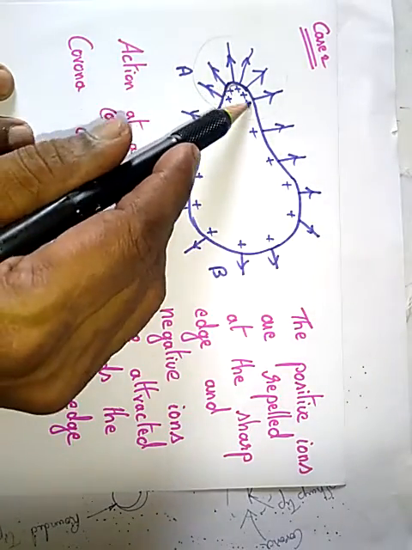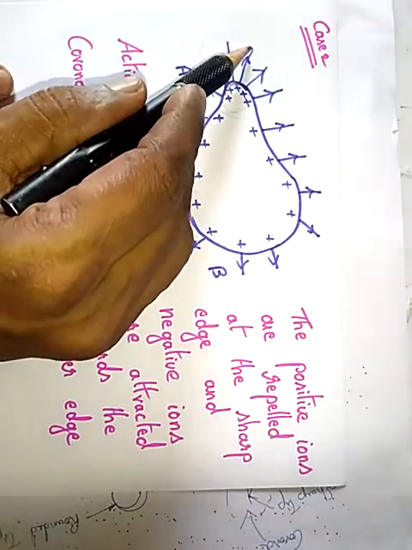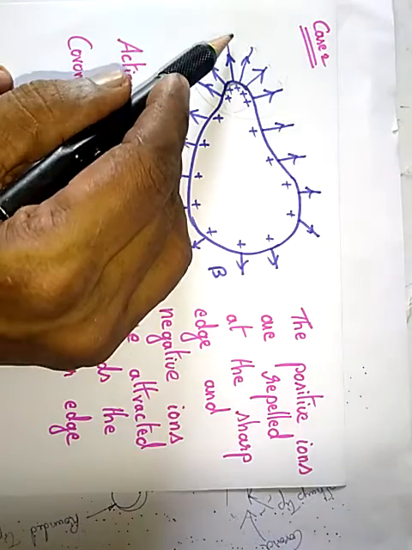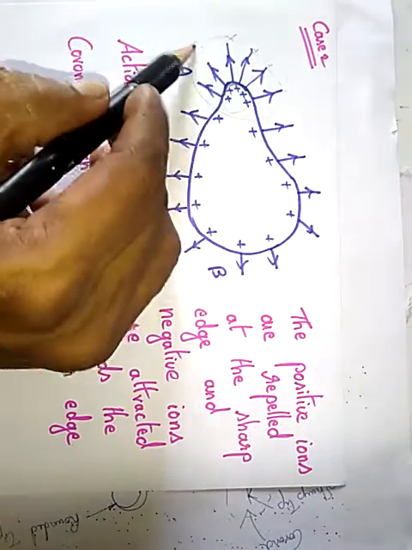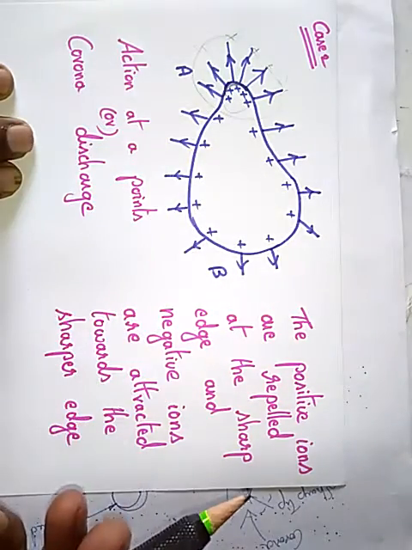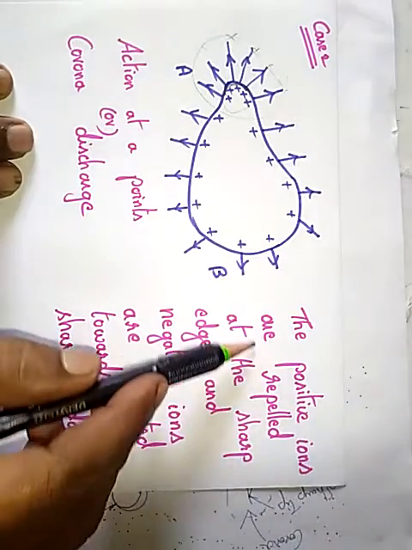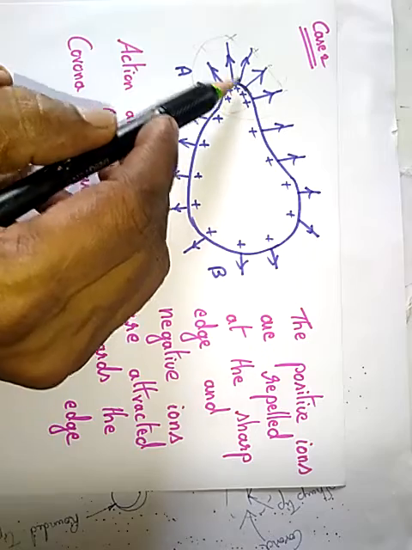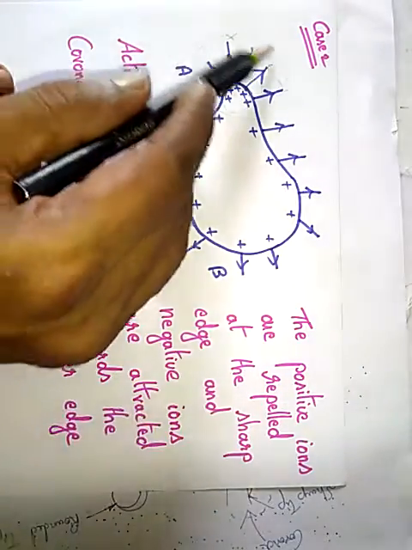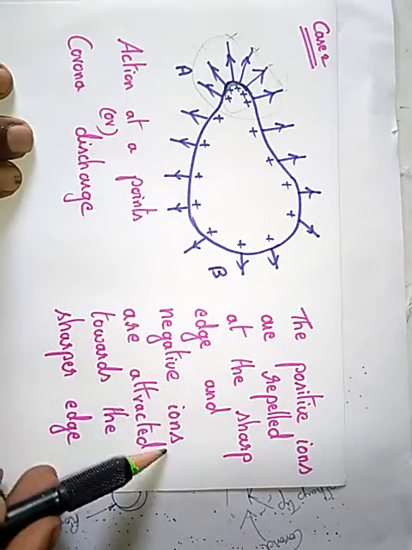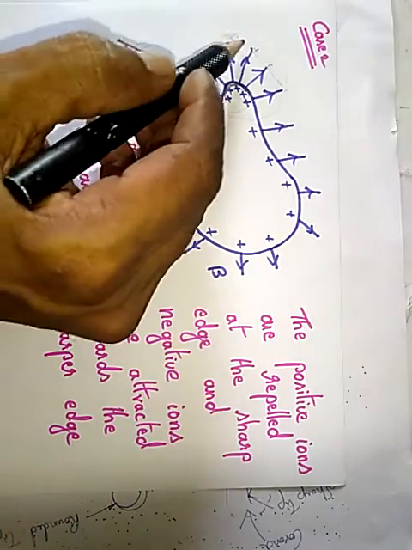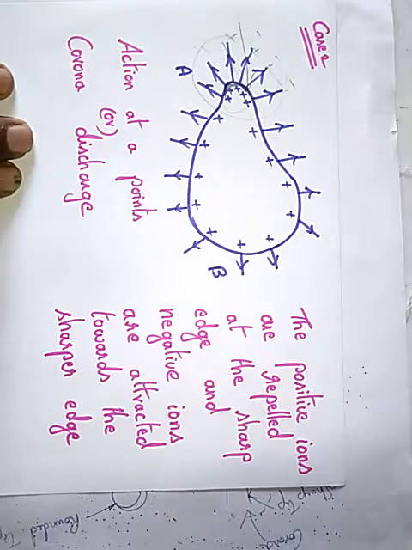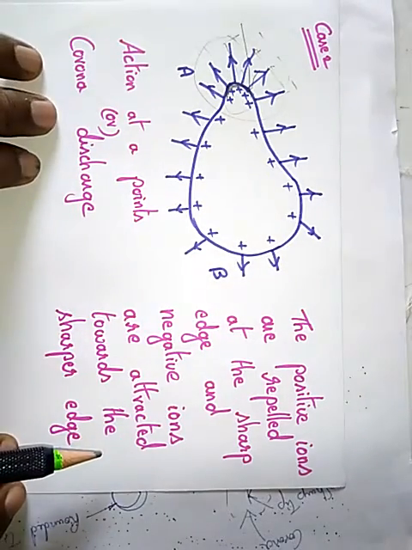Since this is positive charge, when it sees a minus charge, it will try to attract, or when it sees positive charge, it will try to repel. So the positive ions are repelled at the sharp edge. So this is a positive sharp edge, and it will try to repel if it sees positive ions. And negative ions are attracted toward the sharper edge. If it is going to be negative, it tries to attract at this point. So this type of discharge is called corona discharge.